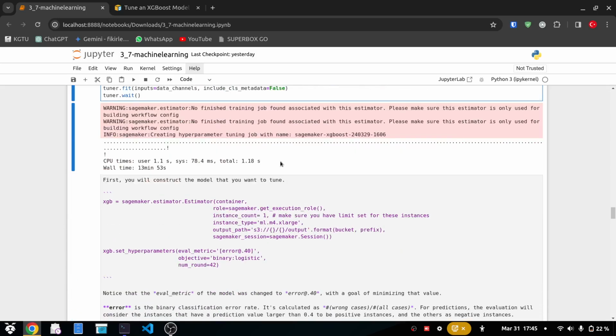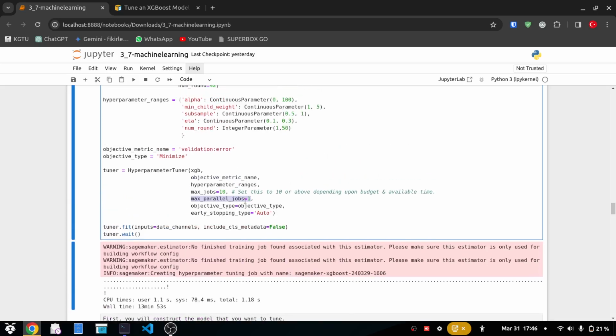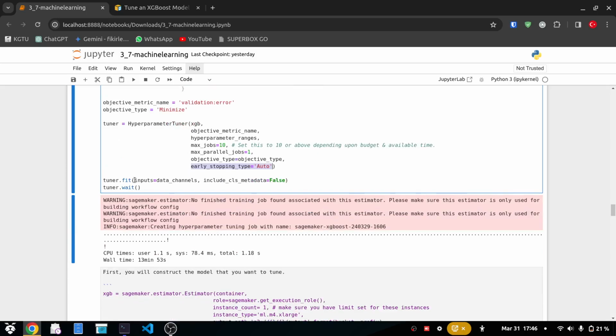It might change. So we have max parallel jobs defined as 1, and we have the objective type defined to minimize, our goal being to minimize the error. Early stopping will automatically early stop our model. So we are using the fit method for the tuner and passing the data channels, and the wait is set as false. So we are waiting for our tuner to finish up.